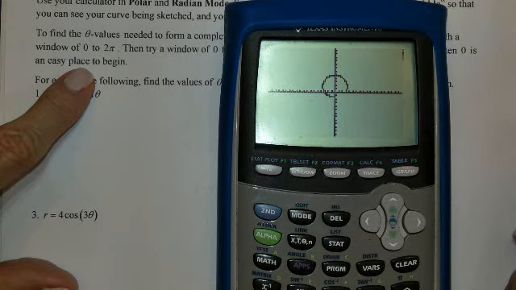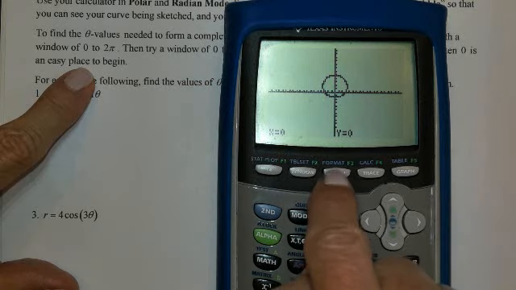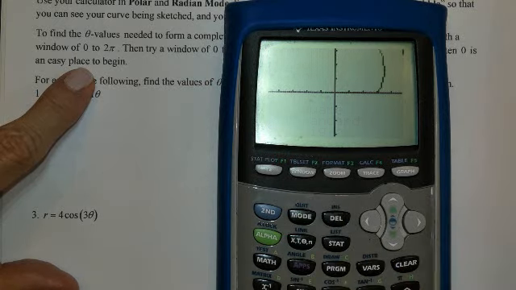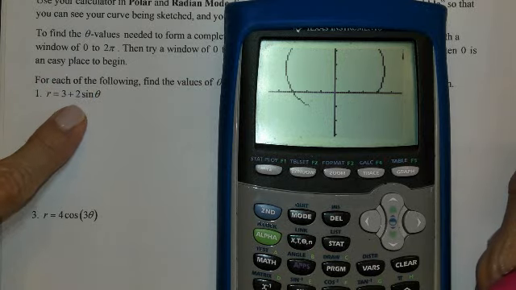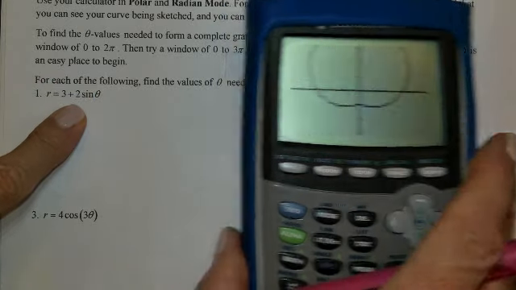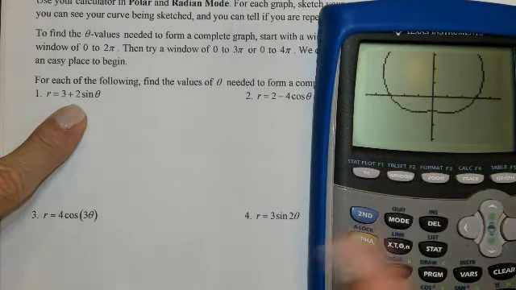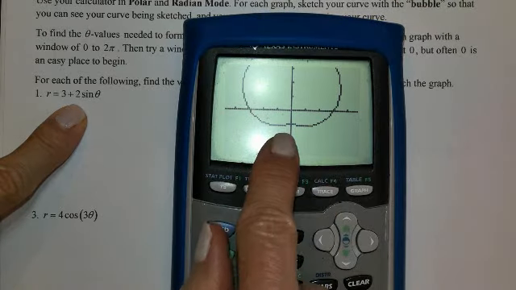It zoomed way out, but we get the idea of what's going on there. Okay, now I'm going to zoom back in because I like that one better. Okay, so I know what's going on. So when we graph this, and by the way, it does look like that formed a complete graph.